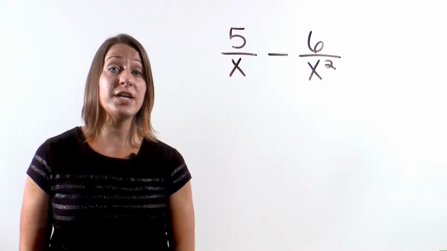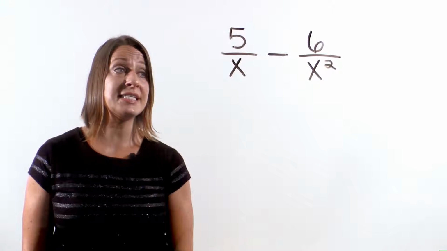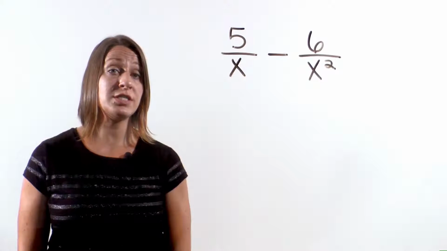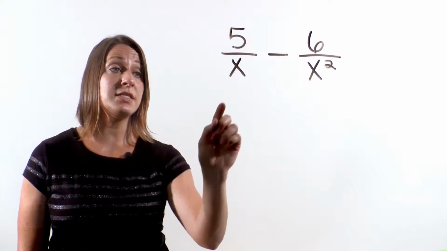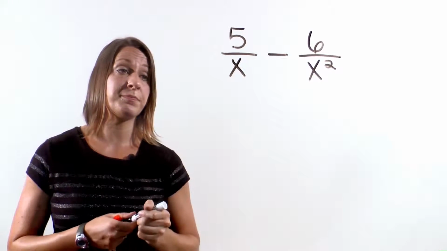All right, let's try another problem together. We have 5x minus 6 over x squared. Before we can do this subtraction problem, we need to make sure there's common denominators. This denominator is x. This denominator is x squared.